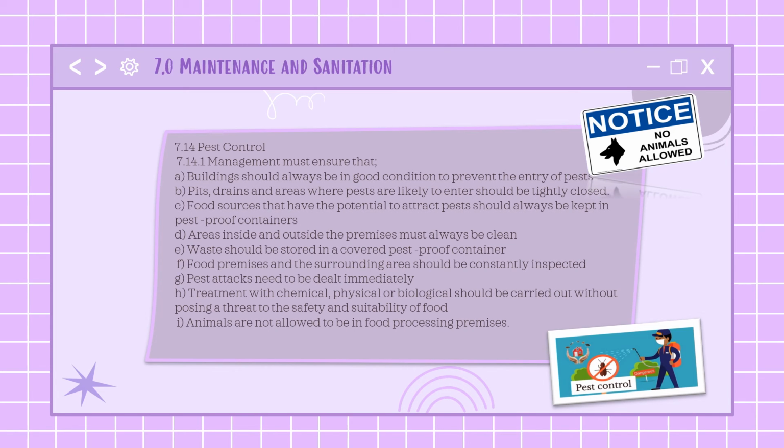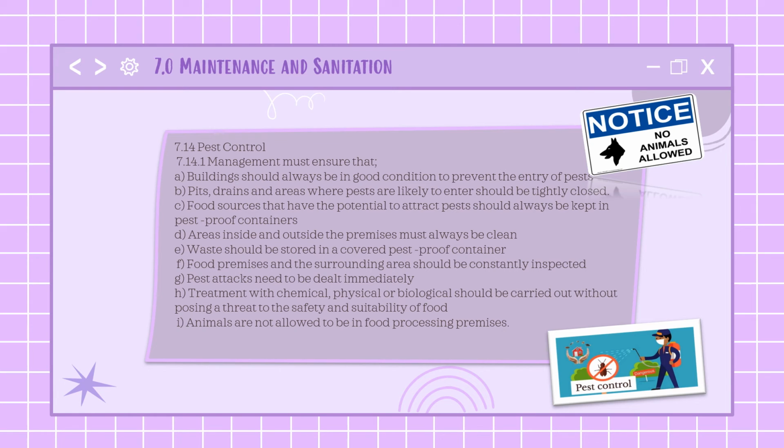Pest control management must ensure that buildings are always in good condition to prevent the entry of pests. Pits, drains, and areas where pests are likely to enter should be tightly closed. Food sources that have the potential to attract pests should always be kept in pest-proof containers. Areas inside and outside the premises must always be clean. Waste should be stored in a covered pest-proof container.